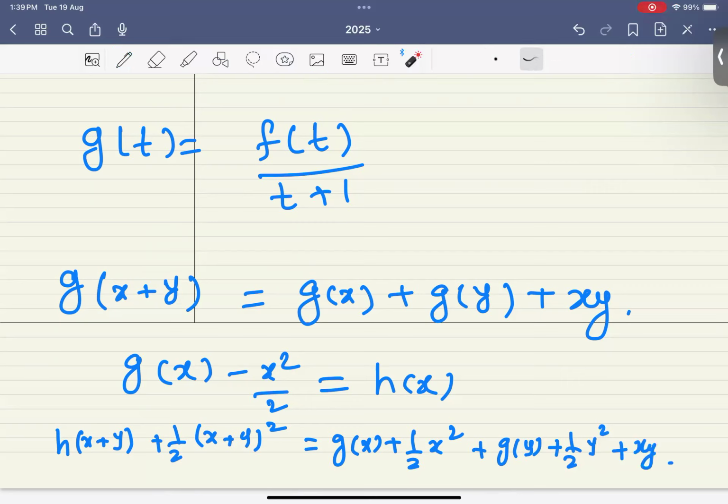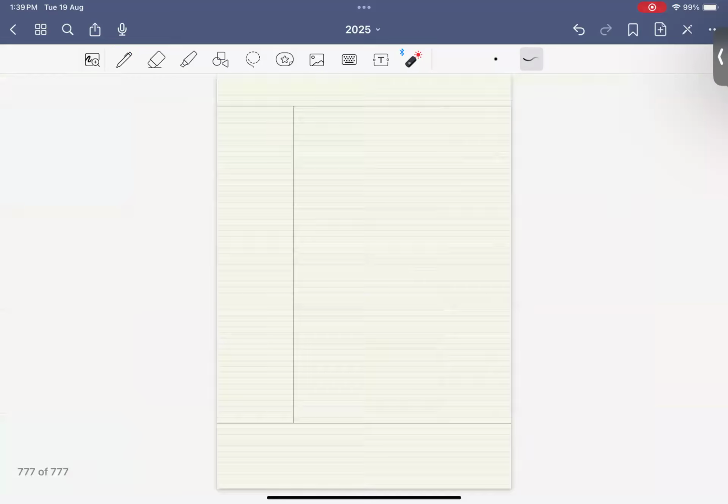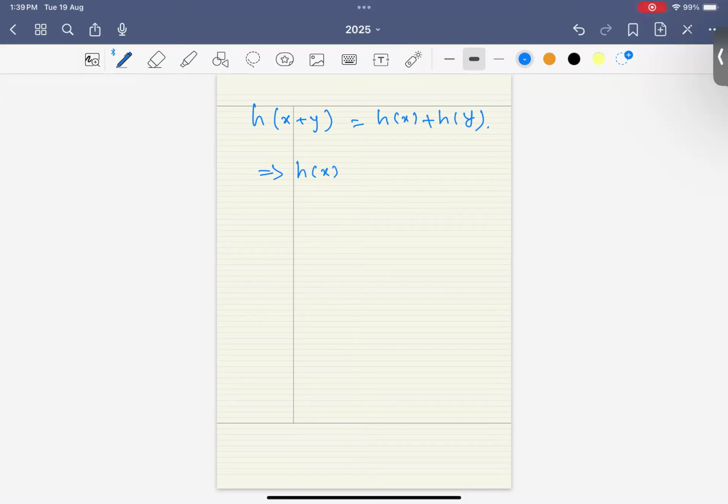Right, and now you can see that this half x squared, half y squared, and xy all get cancelled with half of (x plus y) squared. And what you eventually get is, in fact, what we are aiming for. So you get h of x plus y is equal to h of x plus h of y. And that tells you that h satisfies Cauchy's functional equation. And that tells you that h of x will be equal to cx.